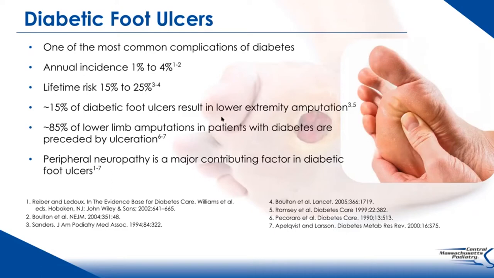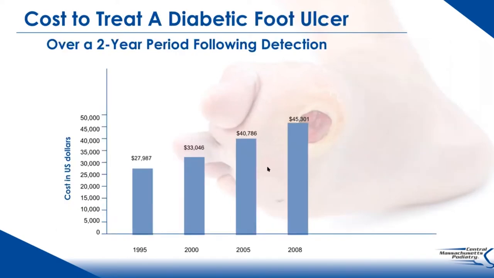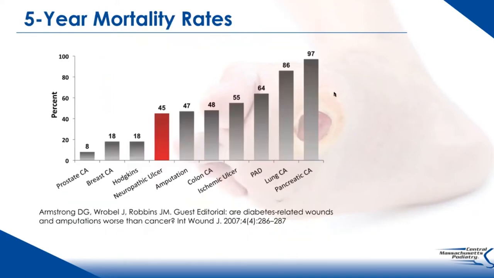We have to be careful of shoes. And peripheral neuropathy is a major contributing factor in ulcers. So not feeling, right? It makes sense because you can't feel it. Over a two-year period, the cost is very, very expensive. In 2008, which is 10 years out or more, it's probably closer to $80,000 now.